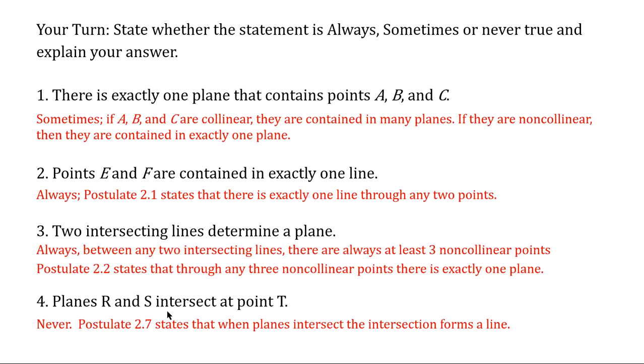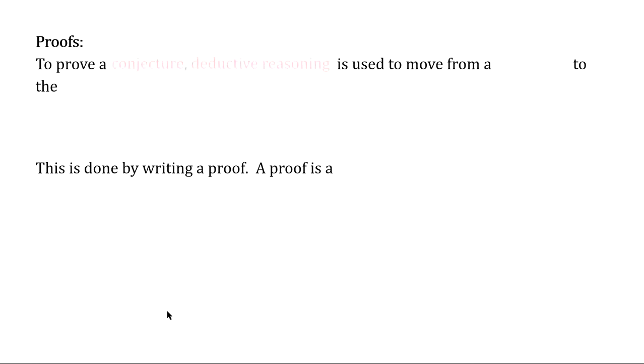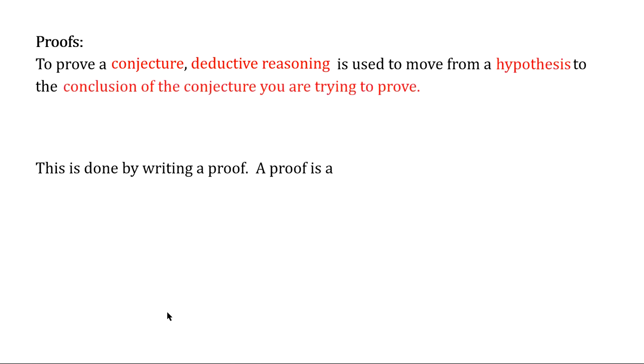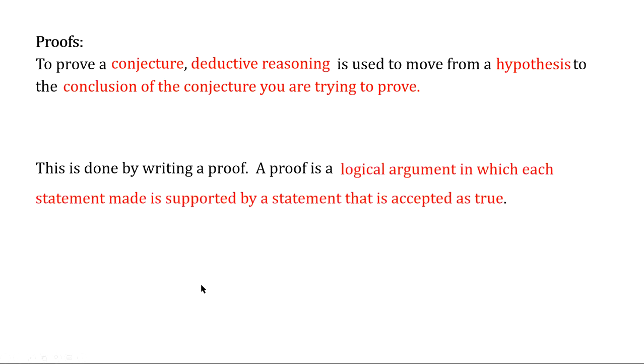Once you understand how the postulates work, then we can use them to start doing our proofs. Okay, proofs, like we said. Proofs are used to prove a conjecture with deductive reasoning. To prove a conjecture, deductive reasoning is used to move from the hypothesis to the conclusion of the conjecture you are trying to prove. In our proofs, the proof is a logical argument in which each statement is supported by a statement that is accepted as true. So we're going to use postulates to do our proofs.